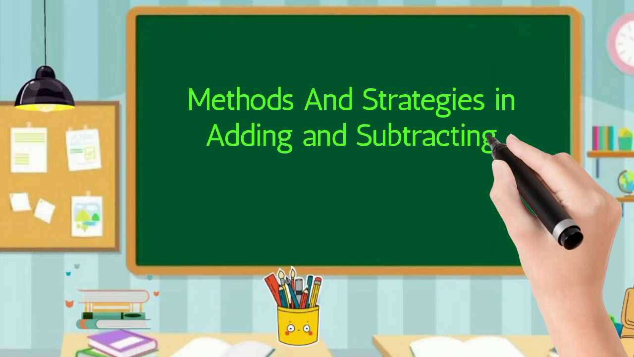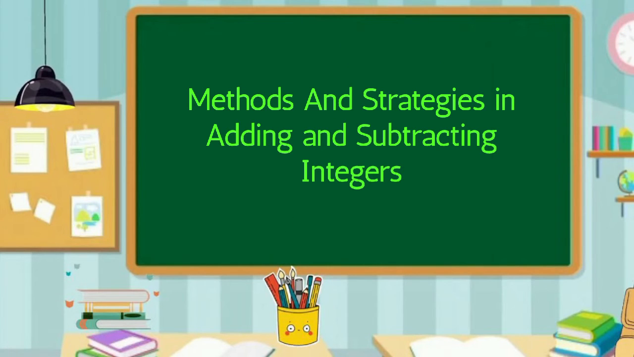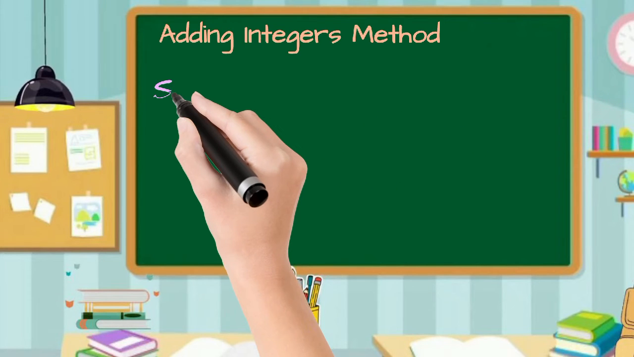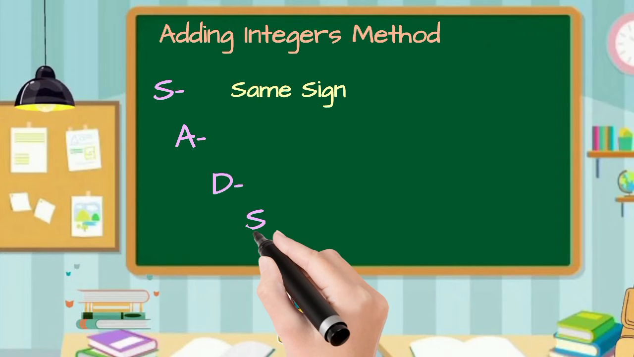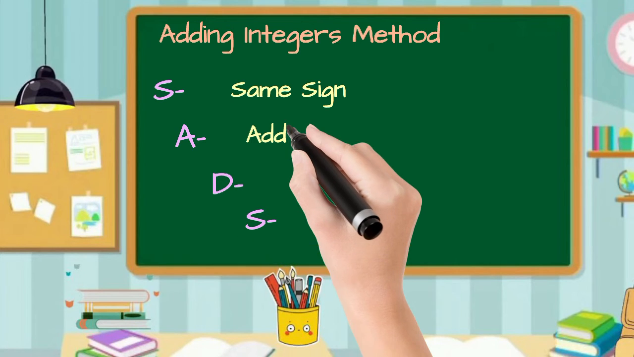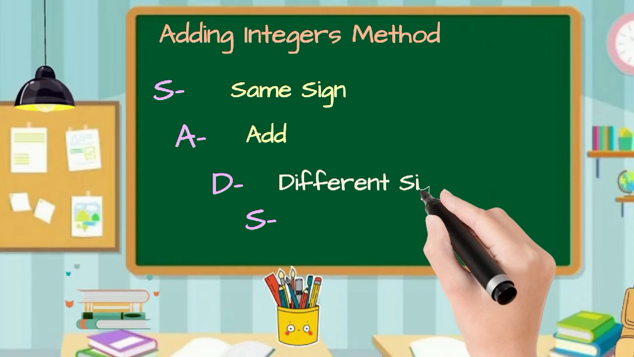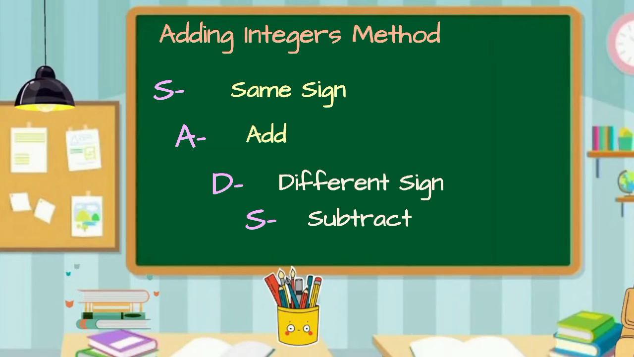Now, we're going to learn the methods and strategies in adding and subtracting integers. For the addition of integers, we have the SADS method. Same sign, we add. Different signs, we subtract, then copy the sign of the greater number.